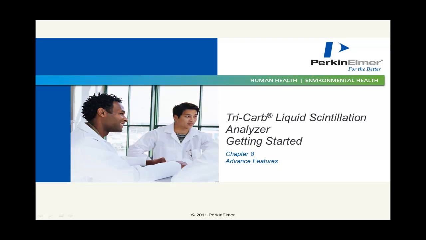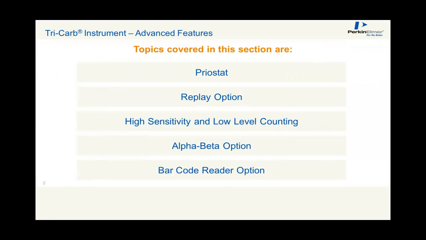In this chapter, we'll cover the advanced features of the TriCarb instrument. The features covered are sample and group Priostat, Replay, high sensitivity and low-level counting modes, alpha-beta separation, and the barcode reader option.